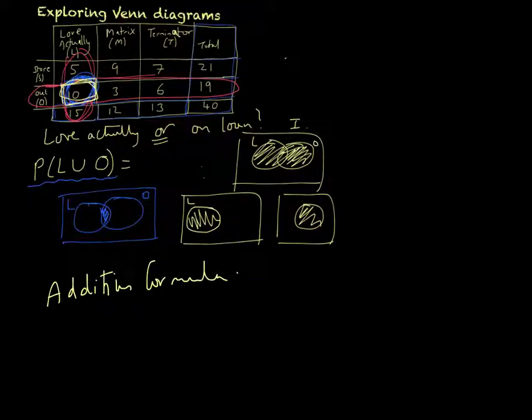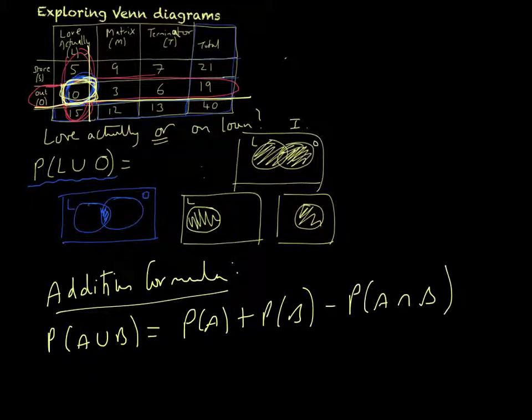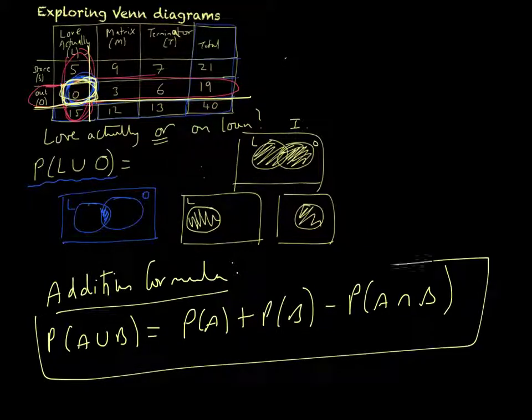So what we're saying for the addition formula is that the probability of A union B is the same as the probability of A, which in this case we could take as all this, plus the probability of B, which we could take as all this. But like I say, we have a double counting here, so we would need to subtract the probability of A intersection B. And this is a very important formula which you must remember.